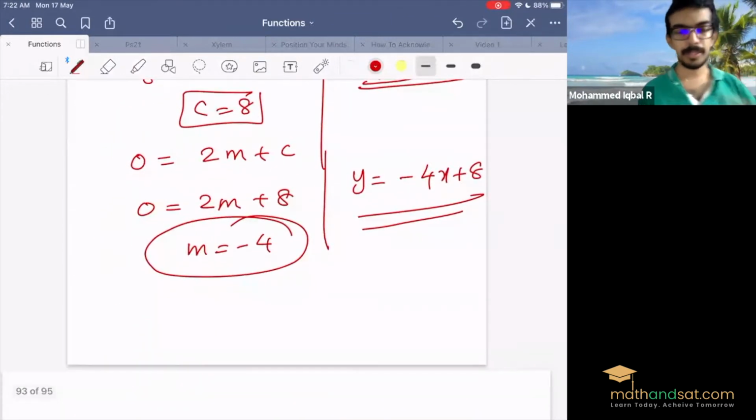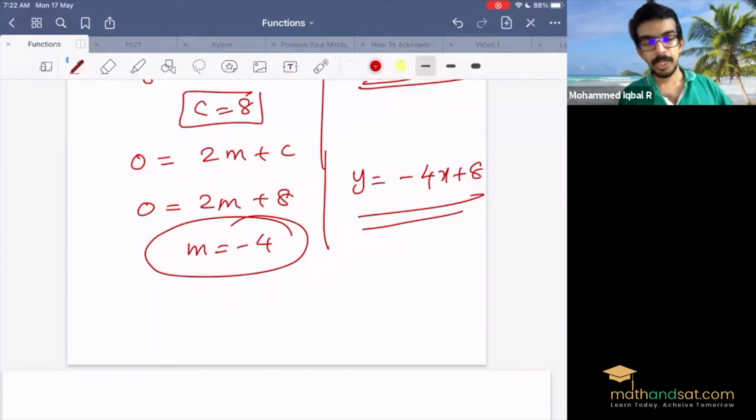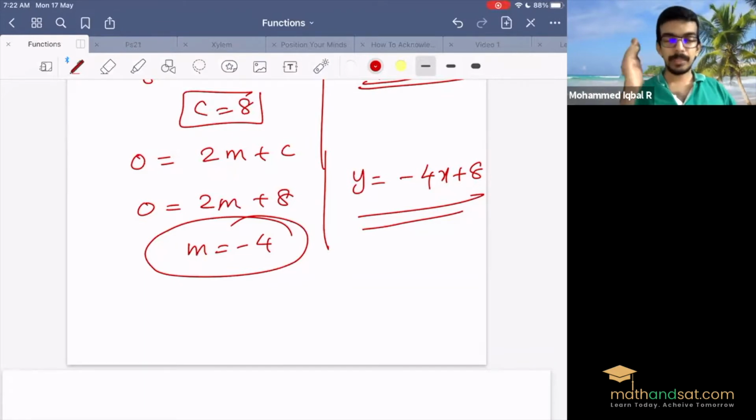Minus 4x plus 8. This is the second approach. The first approach was using the direct formula. The second approach is using the functional form of a straight line, y equal to mx plus c, or the intercept form of a straight line. But you don't have to do this much work at all.